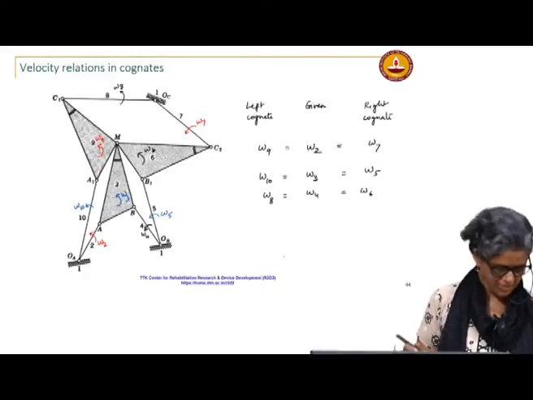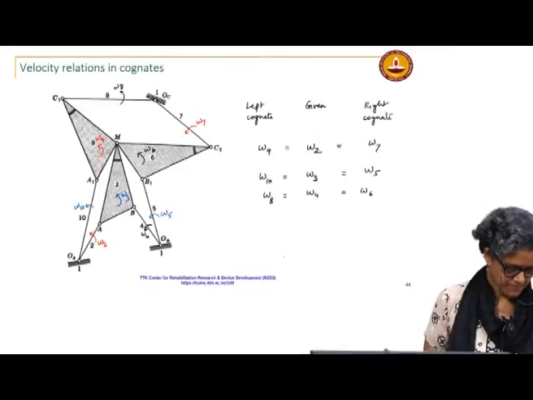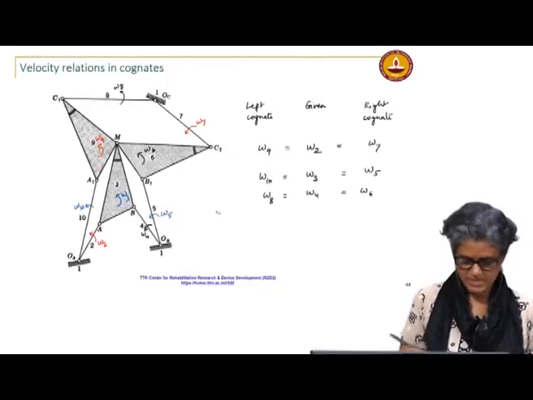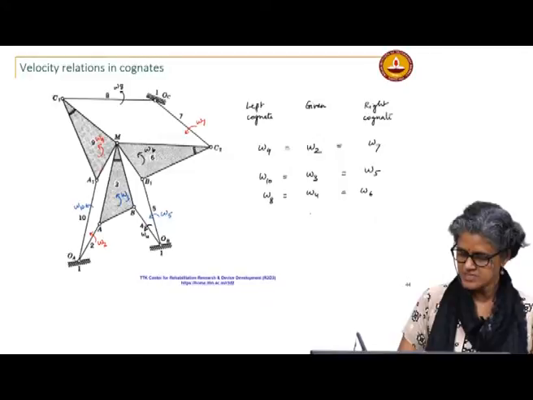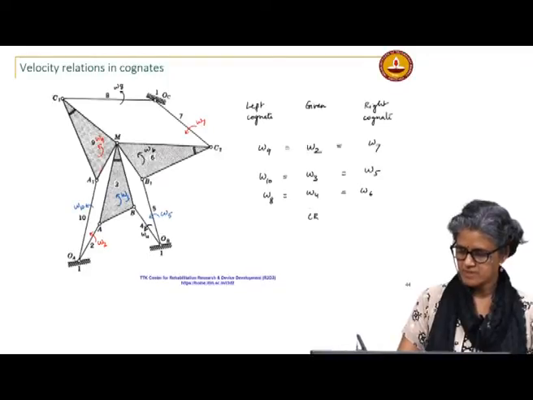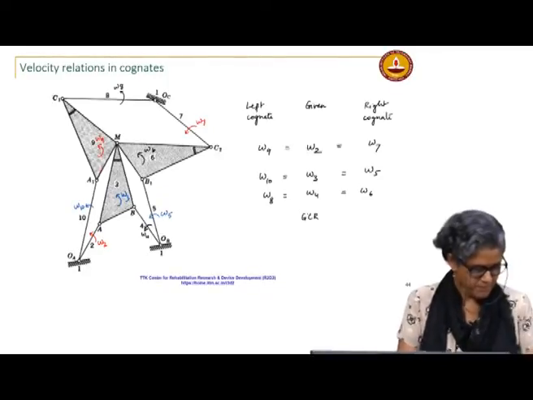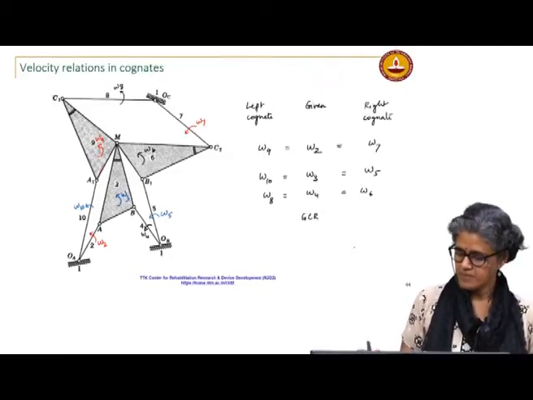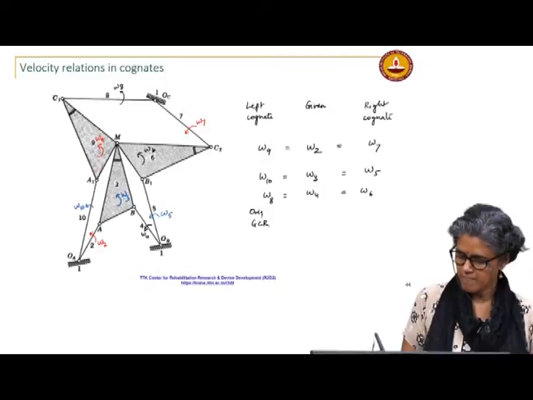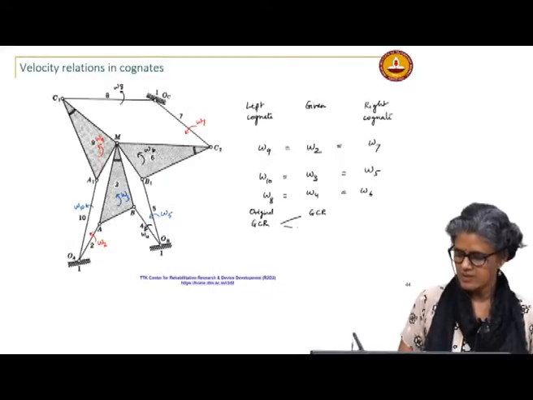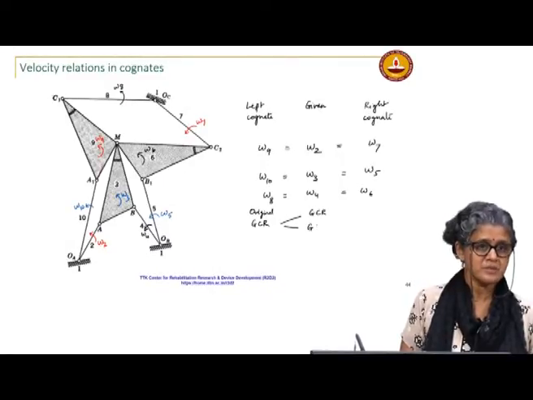So, let us say the original linkage is a Grashof crank rocker. Then one cognate will also be a crank rocker. Cognate 1 will also be a Grashof crank rocker, the other one will be a Grashof double rocker.